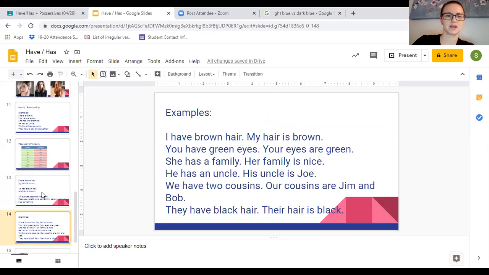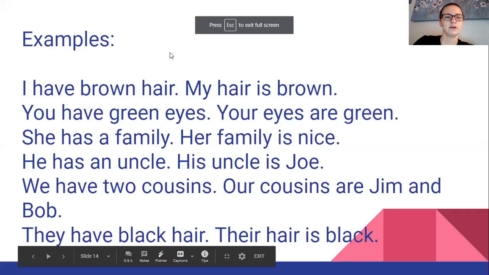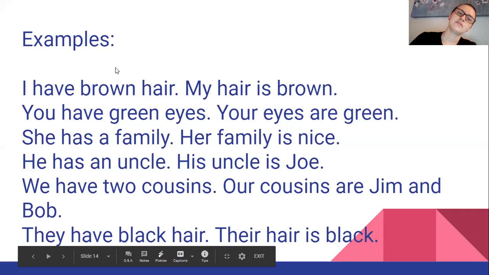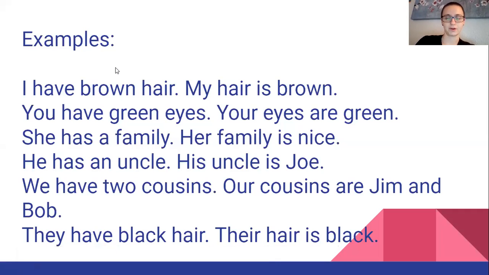So we're going to come down here. Here are some more examples. I'm going to go nice and big here. So examples: I have brown hair. My hair is brown. So I'm saying there's two different sentences here, but the meaning is the same. I'm not saying two different things. I'm using different words though to say the same thing. I have brown hair. My hair is brown. Means the same thing, just different words.